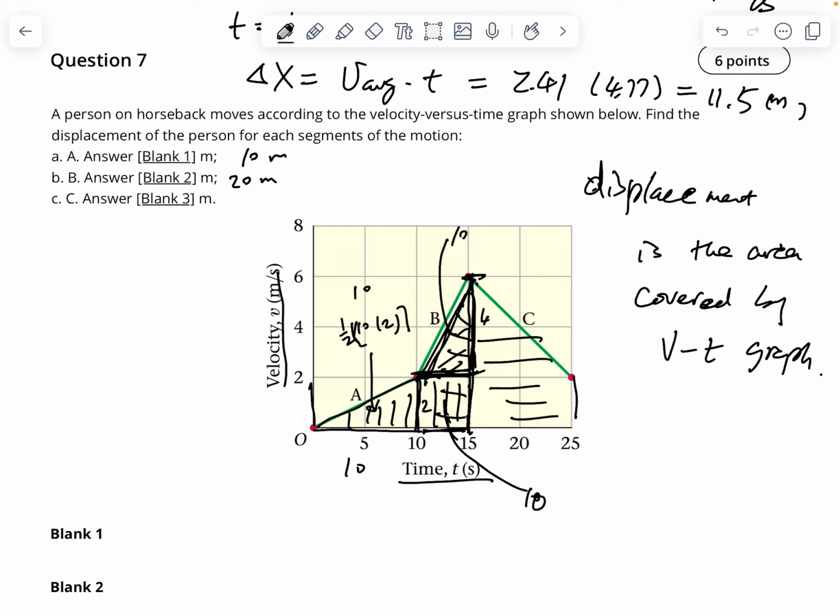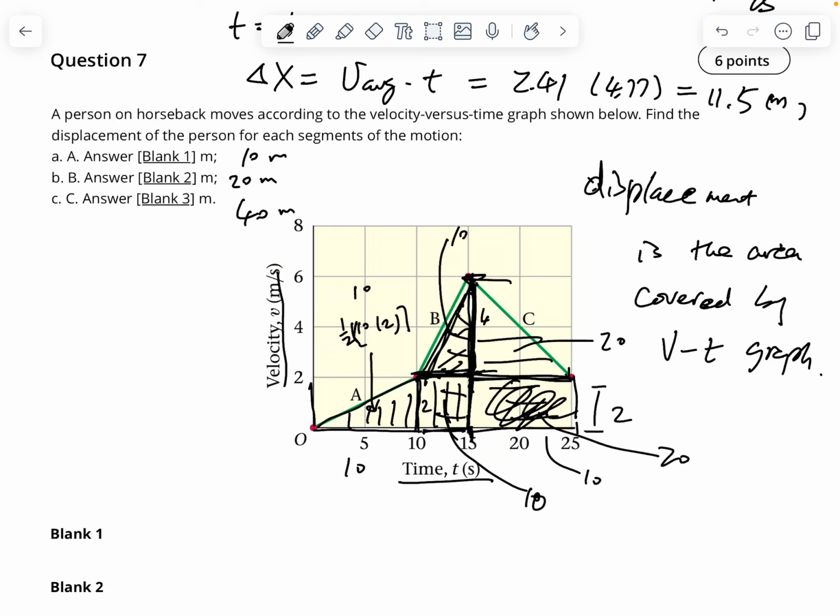And for C, you have a rectangle and a triangle. The rectangle is 5 by 2, so this is 10. This is 2, so this is 20 area. The triangle is 10 by 4, 40, half of that, which is 20. So this is 40.